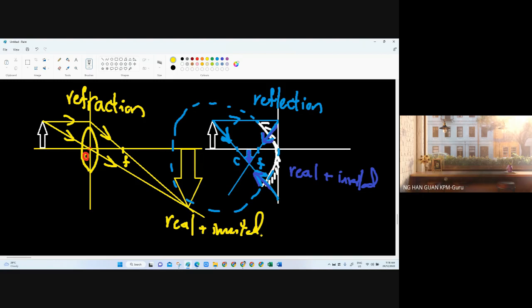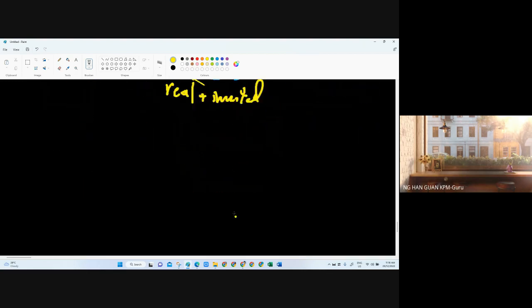So with the two rays like this, it's enough already. So what happens if we form a virtual image? Now we're talking about mirrors. We focus on the mirror.